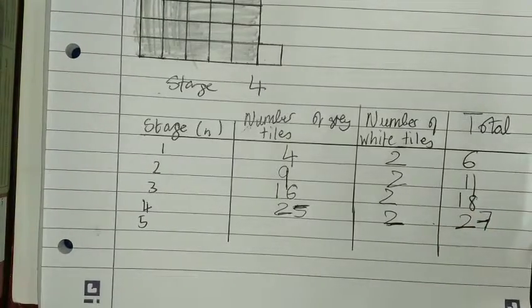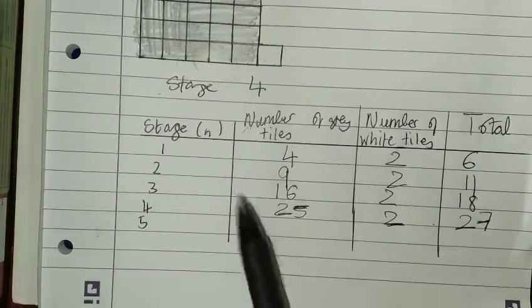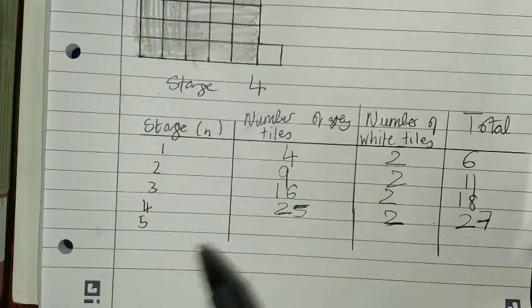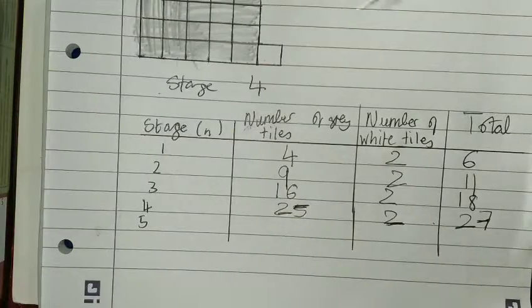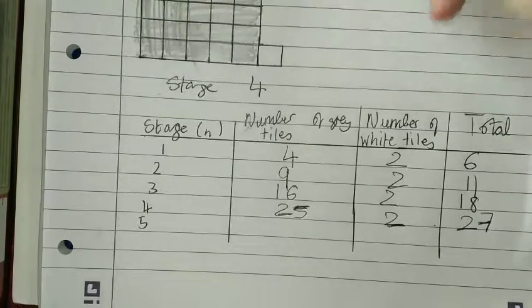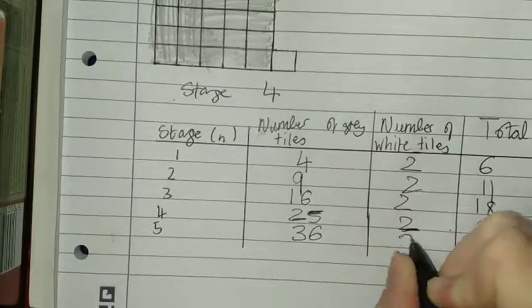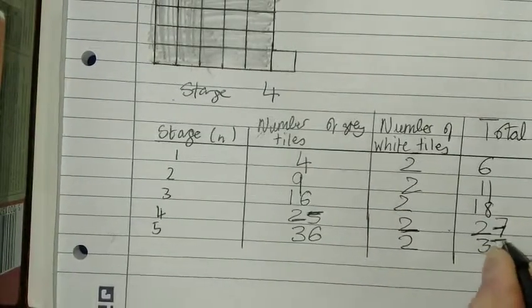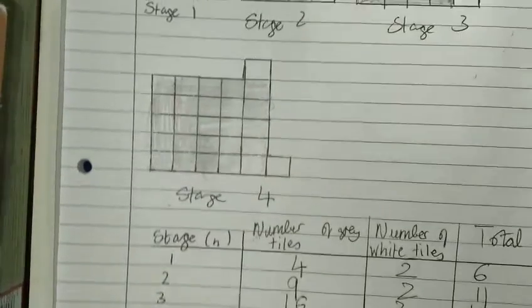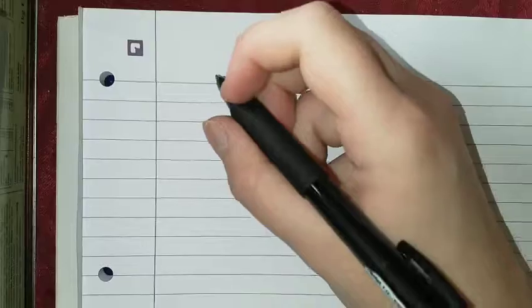They asked us to fill in stage 5, even though we haven't drawn it out. For the number of grey tiles in the next one, there'll be a length of 1, 2, 3, 4, 5, 6, and it'll be 6 up as well. So it'll be 6 by 6, which is 36, plus 2, which gives us 37. So that's that one.